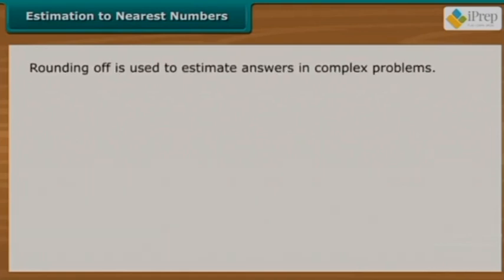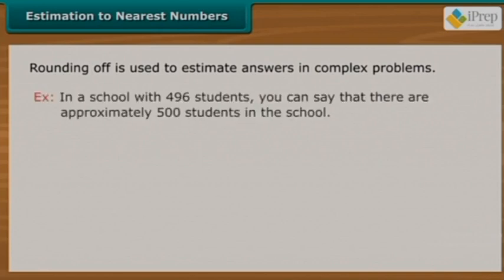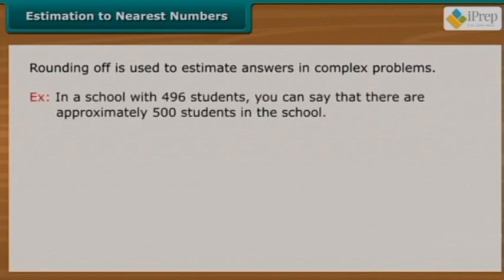Nearest numbers. As we come across large numbers, performing calculations on them becomes complex. To avoid the complexity, estimation or rounding off is used. For example, in a school with 496 students, you can say that there are approximately 500 students in the school.